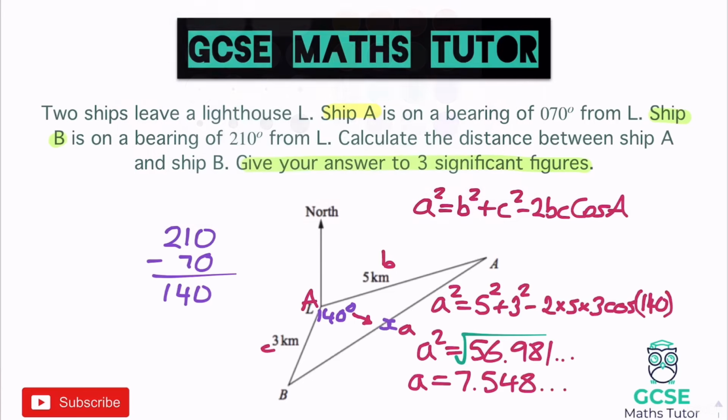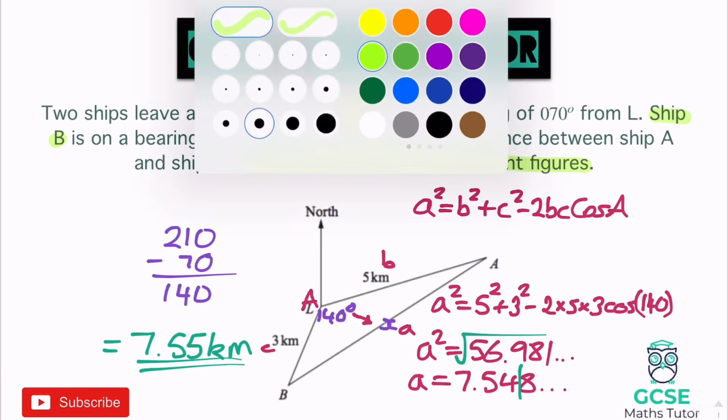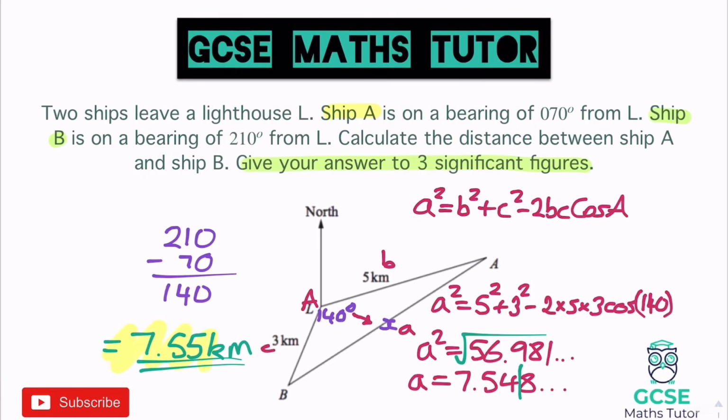There we go. So all we need to do now is chop that after the third significant figure, which is after the 4, and we get our value here of 7.55. So let's write that down over here. We've got 7.55, context of the question, it's in kilometres, so 7.55 kilometres. Right, there we go, and let's just highlight that as our final answer.